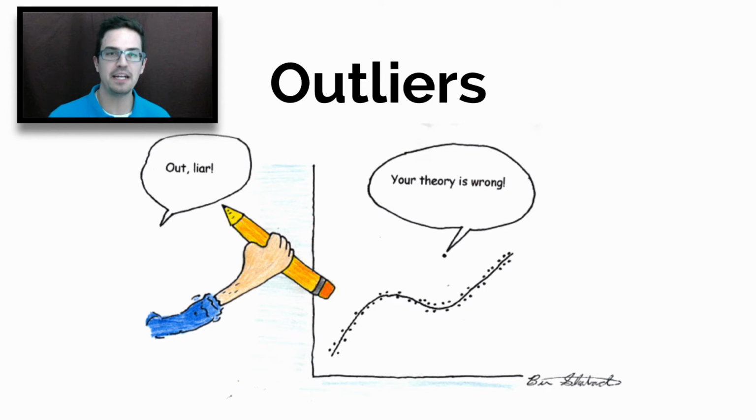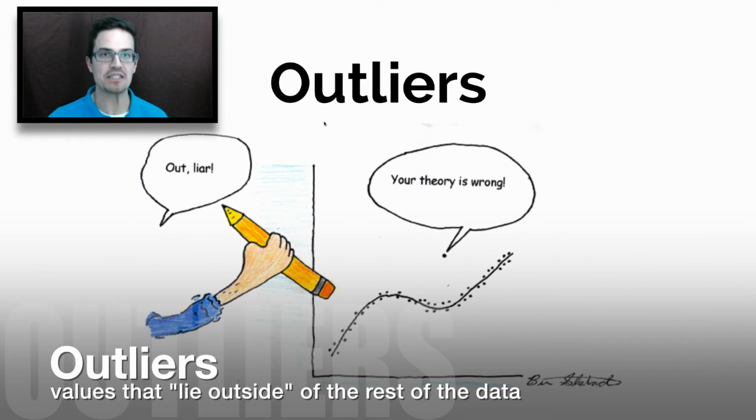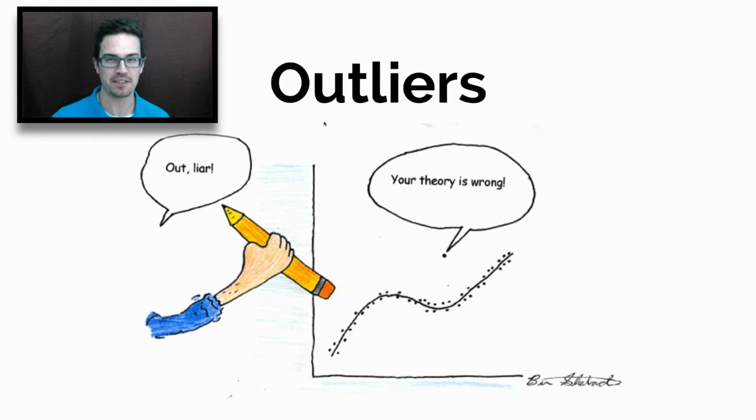Alright, so this is going to be a video about outliers. And basically what outliers are, it's values that lie outside of the rest of the data. So it doesn't necessarily follow the same pattern as the data, or it's not clustered with the data.